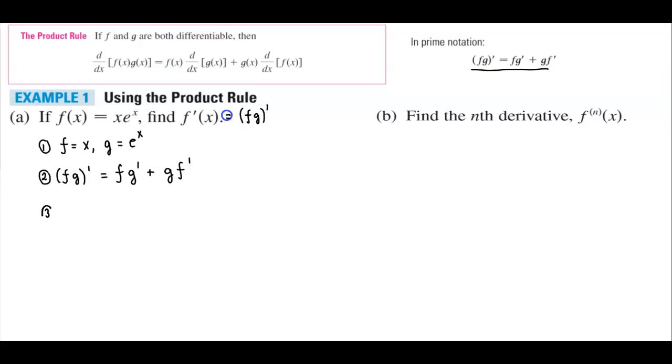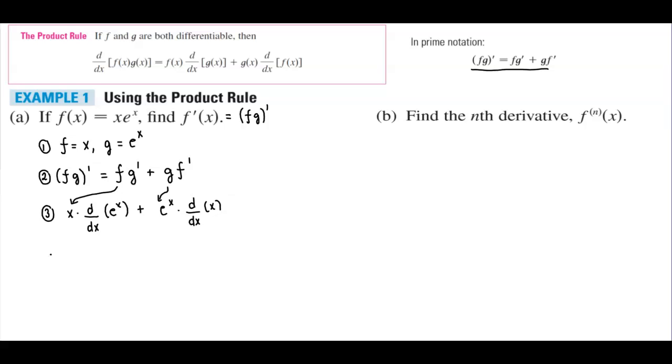Okay, so the way we'd set this up is we know the function f represents x, and then we're going to multiply it by the derivative with respect to x of g, which is e to the x. Plus, we know the function g is e to the x, and then we're going to multiply it by the derivative with respect to x of x.